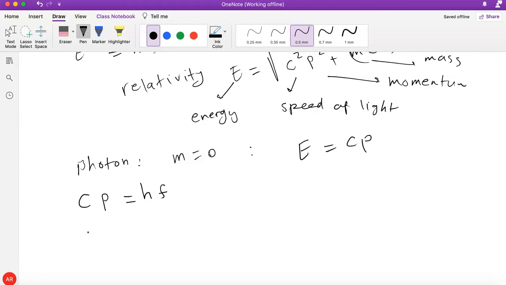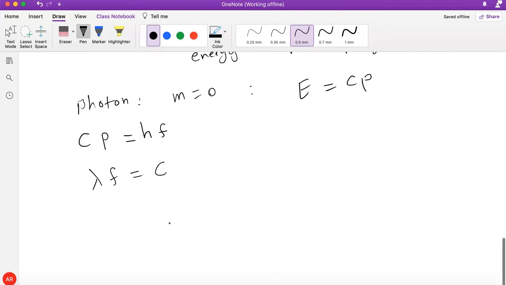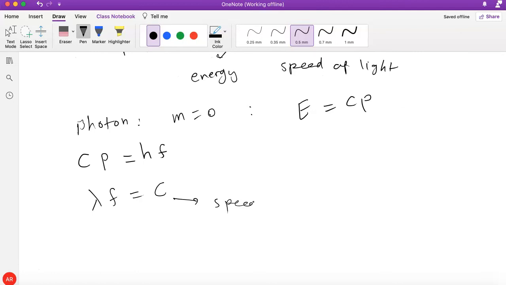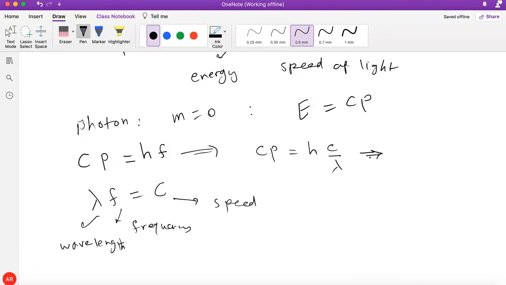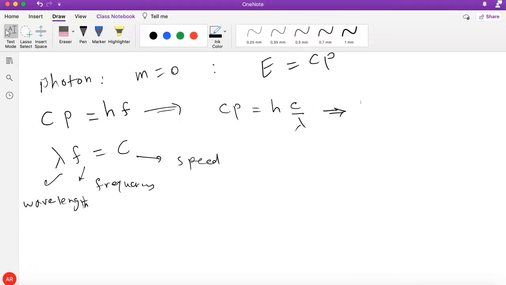And we know those are related, so you've seen these in 163. We know that lambda f for any wave in general is equal to the speed of propagation. So if I put these together, I can write cp is h, and instead of f I write c over lambda. So that gives p becomes, if I cancel out the c's from two sides, h over lambda.